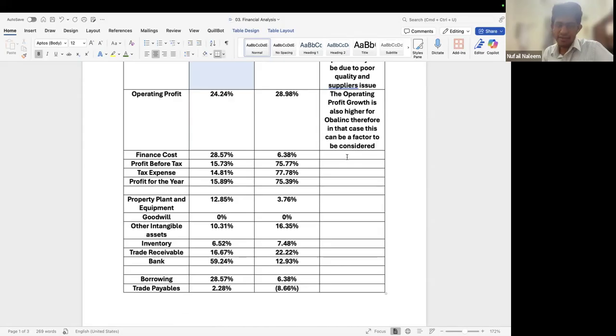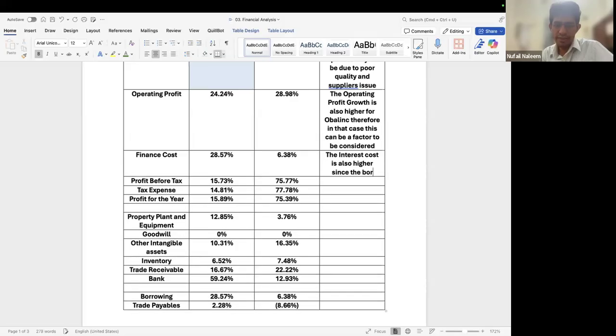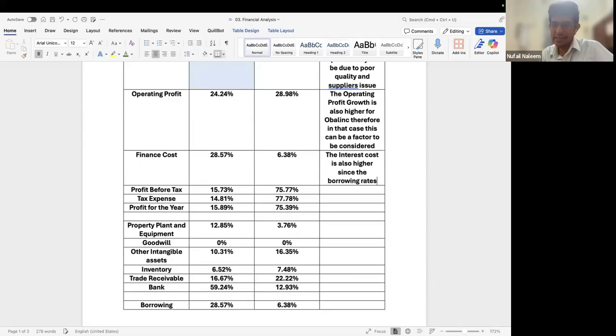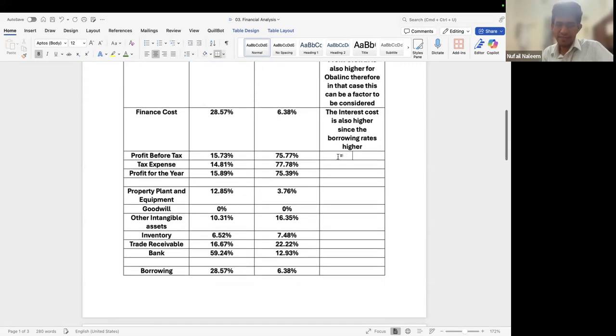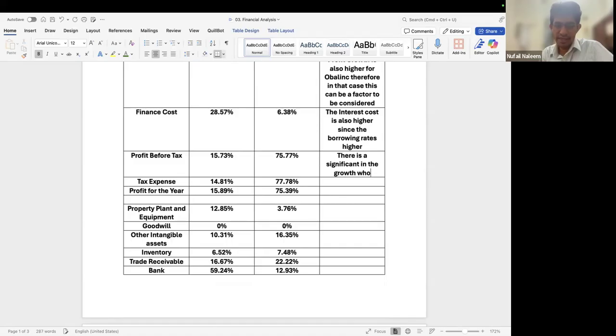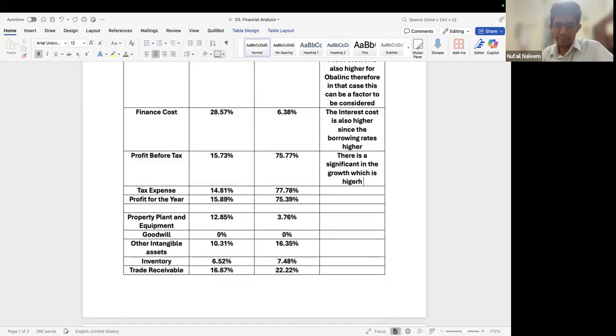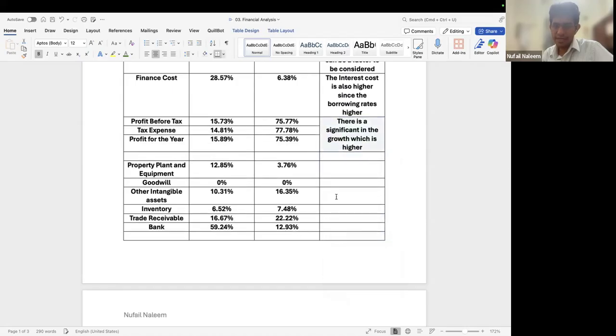Now, students, finance cost, you see, students, 28.57 and here 6.38. So again, if you observe, students, the interest cost is also higher since the borrowing rates may be high. Interest rates may be high. There's a gearing risk in this case also, students, for your understanding. Then the profit before tax, there is a significant change in the growth, which is higher. And tax profit for the year. So all these things I can effectively merge together, students, because it is correlated.